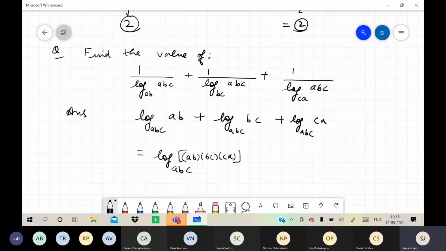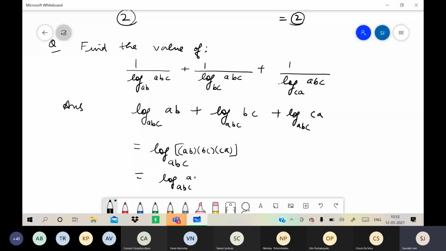This can be written as abc whole square, and finally 2 times log abc base abc. Correct? When you multiply, you will get 2 as the answer. The power from here to here, that power property, that power can be written in front of log. And finally log abc to the base abc. So what should be the power of abc so that the value is abc? Obviously 1. Any number raised to power 1 is the number itself. Simple. Okay, so this way we solve.